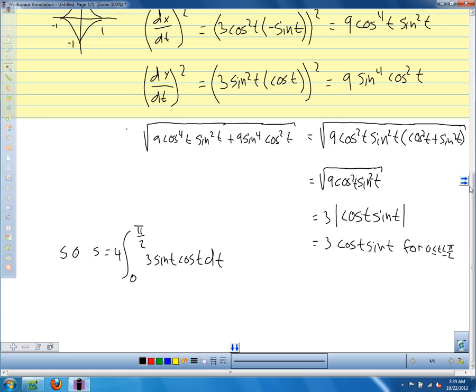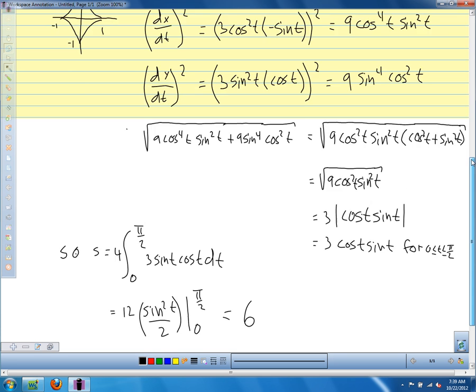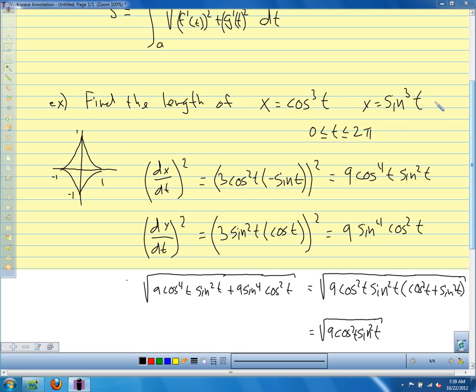This is a nice, easy u substitution. I can say u is sine t and du is cosine t dt. So this equals 12 sine squared t over 2, evaluated on 0 to pi over 2. And when we evaluate that, we just end up with 6. So the arc length of that asteroid is 6 units.